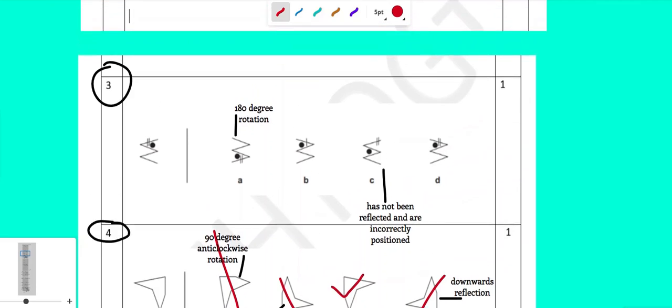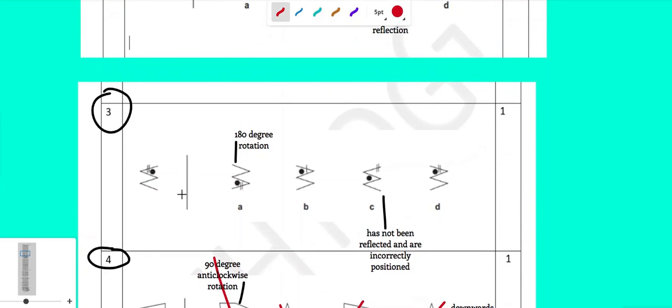Moving on to number 3. Number 3 is a wave with 2 lines and a dot here. Option A is not the correct one here because it is 180-degree rotation. So no, we are looking for reflections. B is definitely not the correct answer because the second line is not involved here. So no, we cut out the B as well. C has not been reflected correctly and the positions of the elements here are wrong. So yes, it is not one of our options as well, making D the right choice.